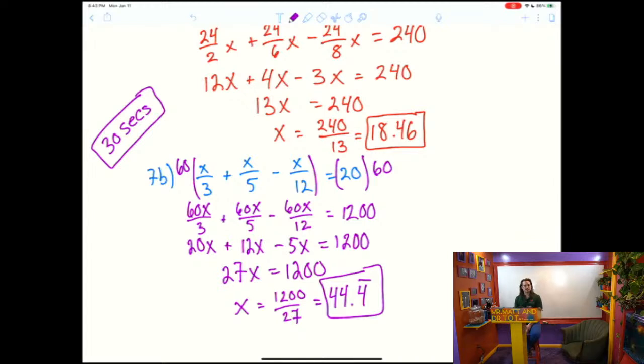Dividing by 27 on both sides, you're going to find that x here is going to be equal to about 44.4 bar. That means the decimal 0.4 keeps repeating over and over again. So it's 44.44444 repeating infinitely.